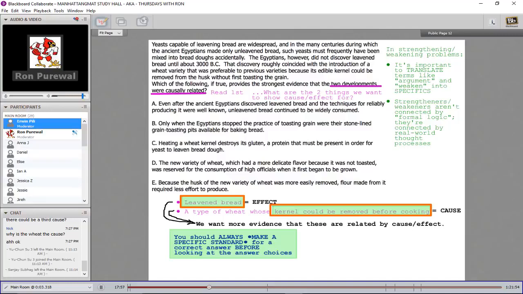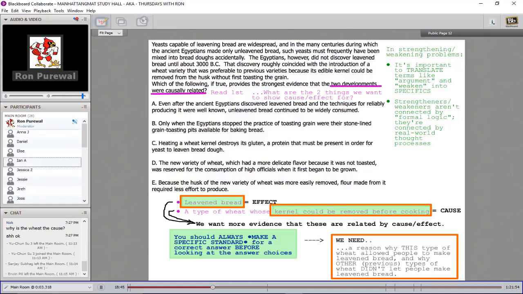We need a reason why this type of wheat allowed people to make leavened bread, and why previous types of wheat or other types of wheat didn't let people make leavened bread.